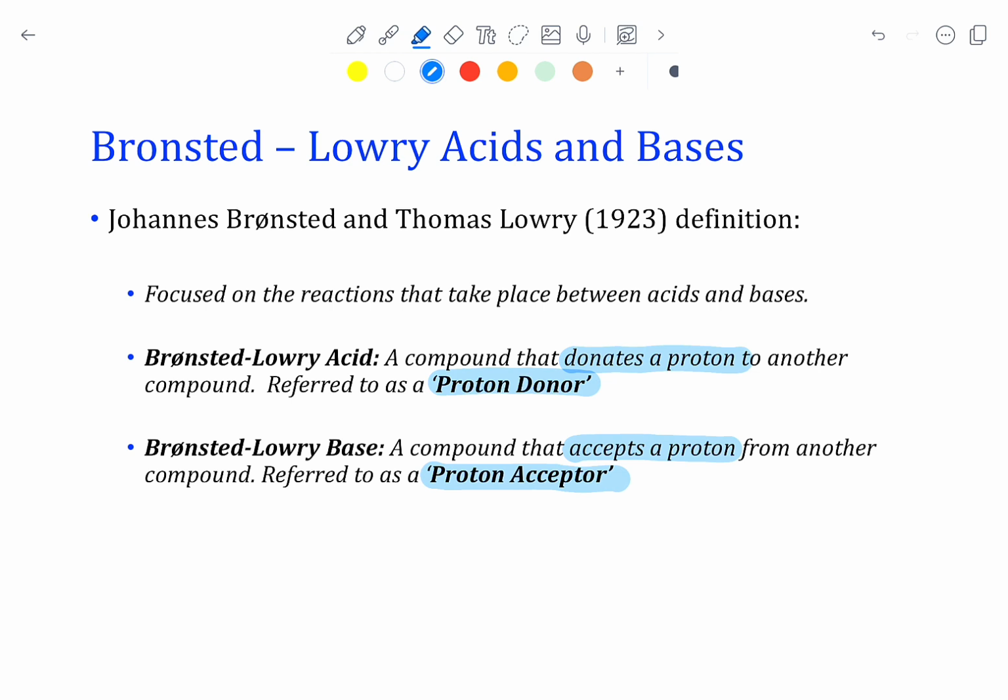So anything that donates a proton is an acid, and anything that accepts a proton is a base, specifically under the Bronsted-Lowry definition of acids and bases. There are other types of acids and bases based off of definitions, which we are not going to be talking about here in this specific course. We are going to be focusing strictly on Bronsted-Lowry acids and bases where we are donating or accepting protons specifically.